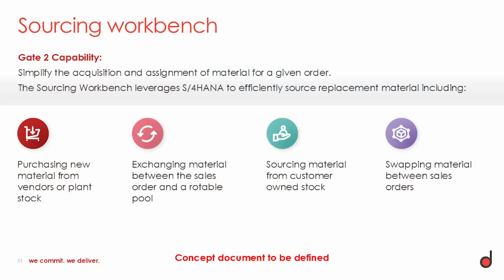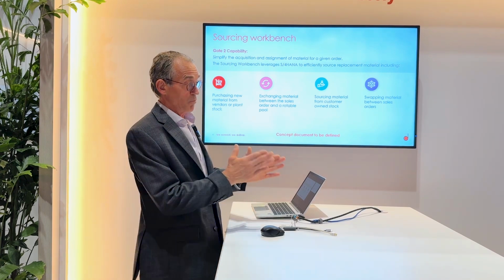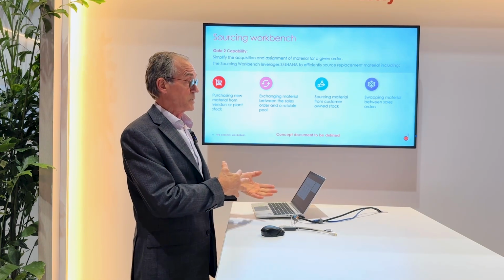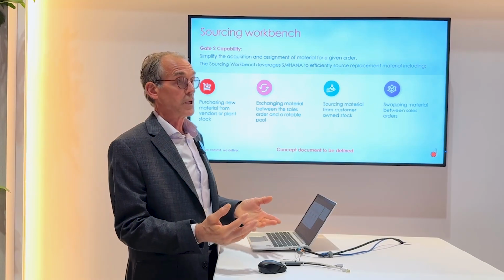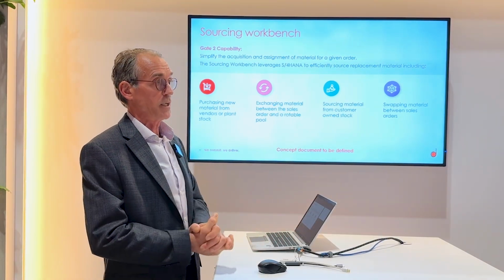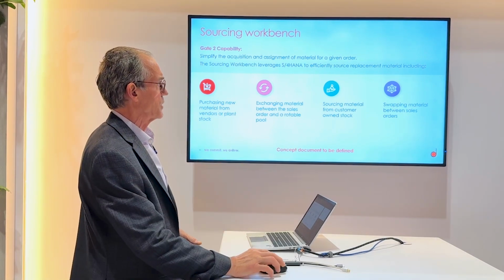Right? The other two parts of the solution are being able to efficiently find a replacement part. So we have a workbench that pops up that allows a planner to see: is there replacement material in inventory? Do I need to order it because there's nothing? Or can I swap it or exchange it with something else and be able to take care of this order as quickly as possible? So it has all that functionality built in.